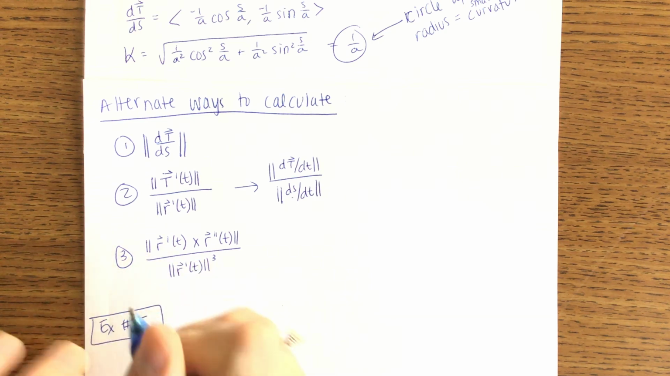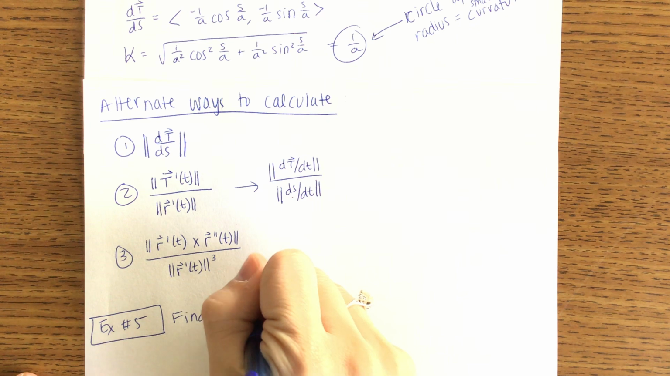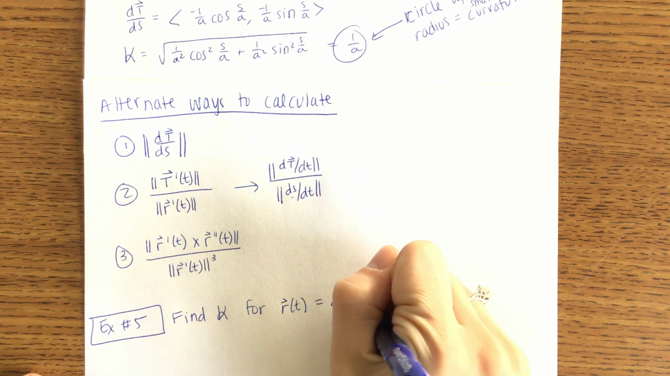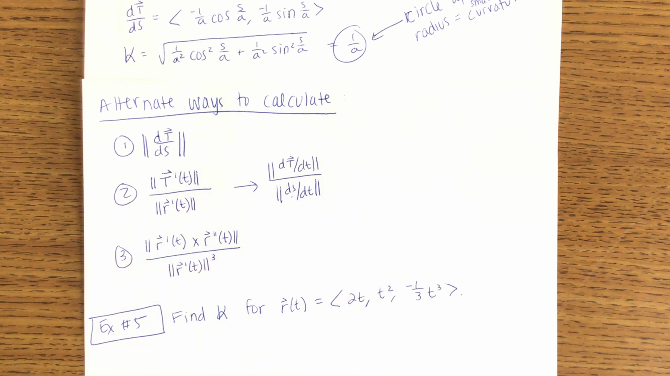Great, I'm ready for you to do one too. You are going to find the curvature for r of t equals 2t, t squared, negative 1/3 t cubed. Now, here's one I'm going to tell you. I want you to do this problem twice, once with formula 2 and once with formula 3. And you have until 9 o'clock. Good luck. I envision you maybe working with the person next to you.